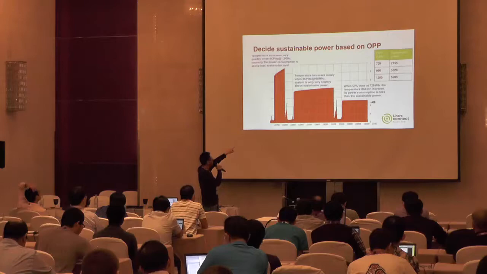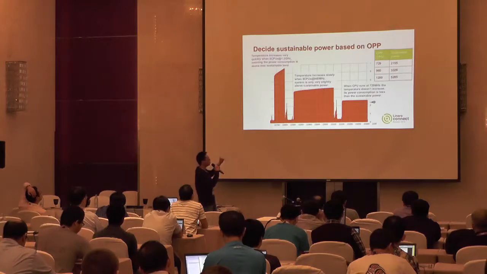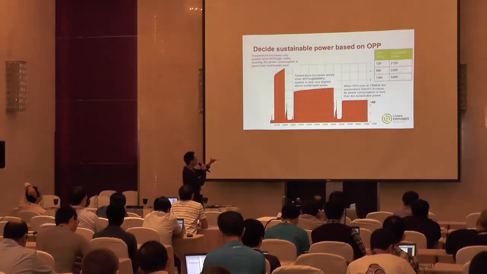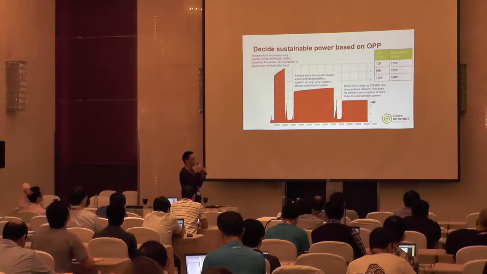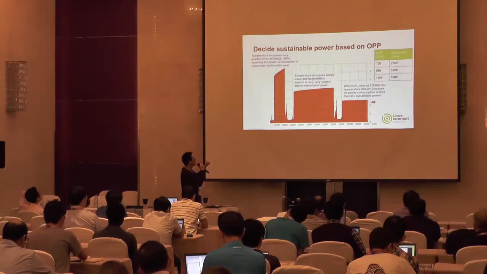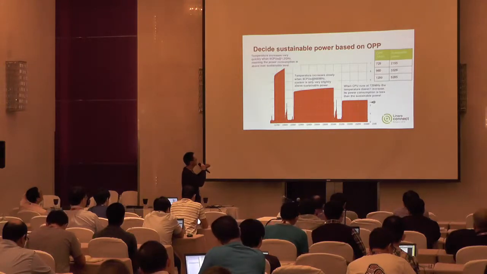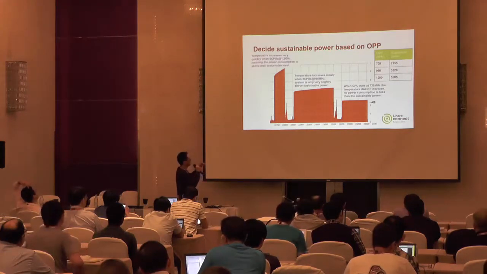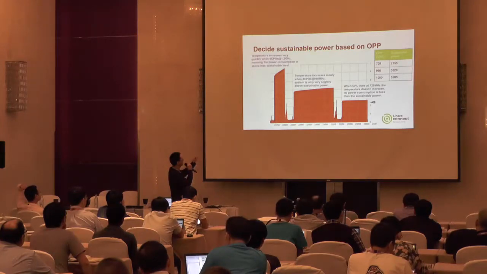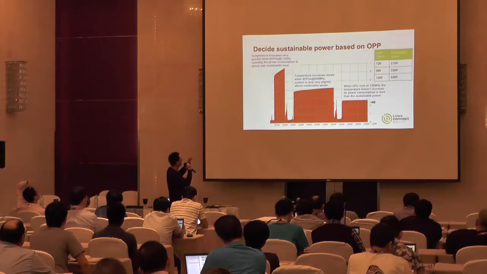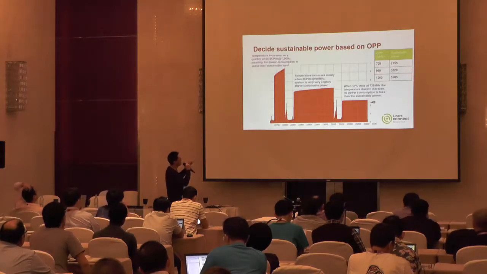But for the CPU running at 980 megahertz, when all the CPUs are running, the power data increases only very slightly. That means the temperature impact on this state is very slight. And for the CPU running at 729 megahertz, the temperature doesn't increase, so its power consumption is less than the sustainable power. So we select 980 megahertz as the sustainable power data.